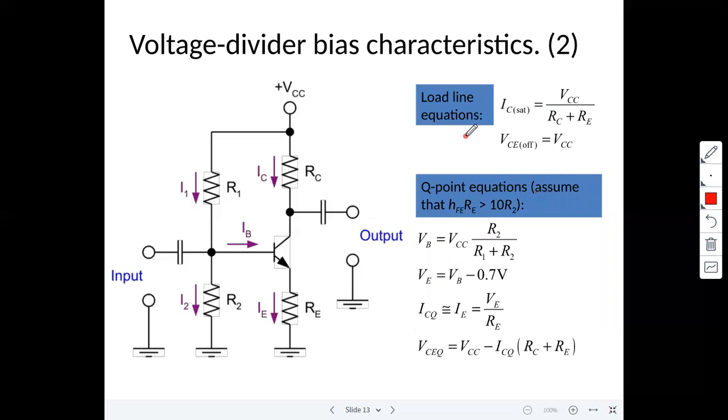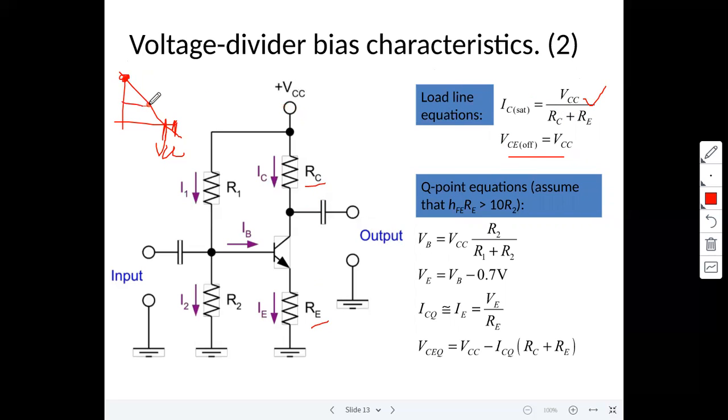And these are all the load line equations. Maximum collector current depends on VCC; you may neglect VCE, so it is VCC by RC plus RE. VCE off is equal to VCC. This is the load line. On the x-axis there is no problem, that is always VCC, the maximum. Only the y-axis we have to calculate. So IC saturation or IC maximum is equal to VCC by RC plus RE.